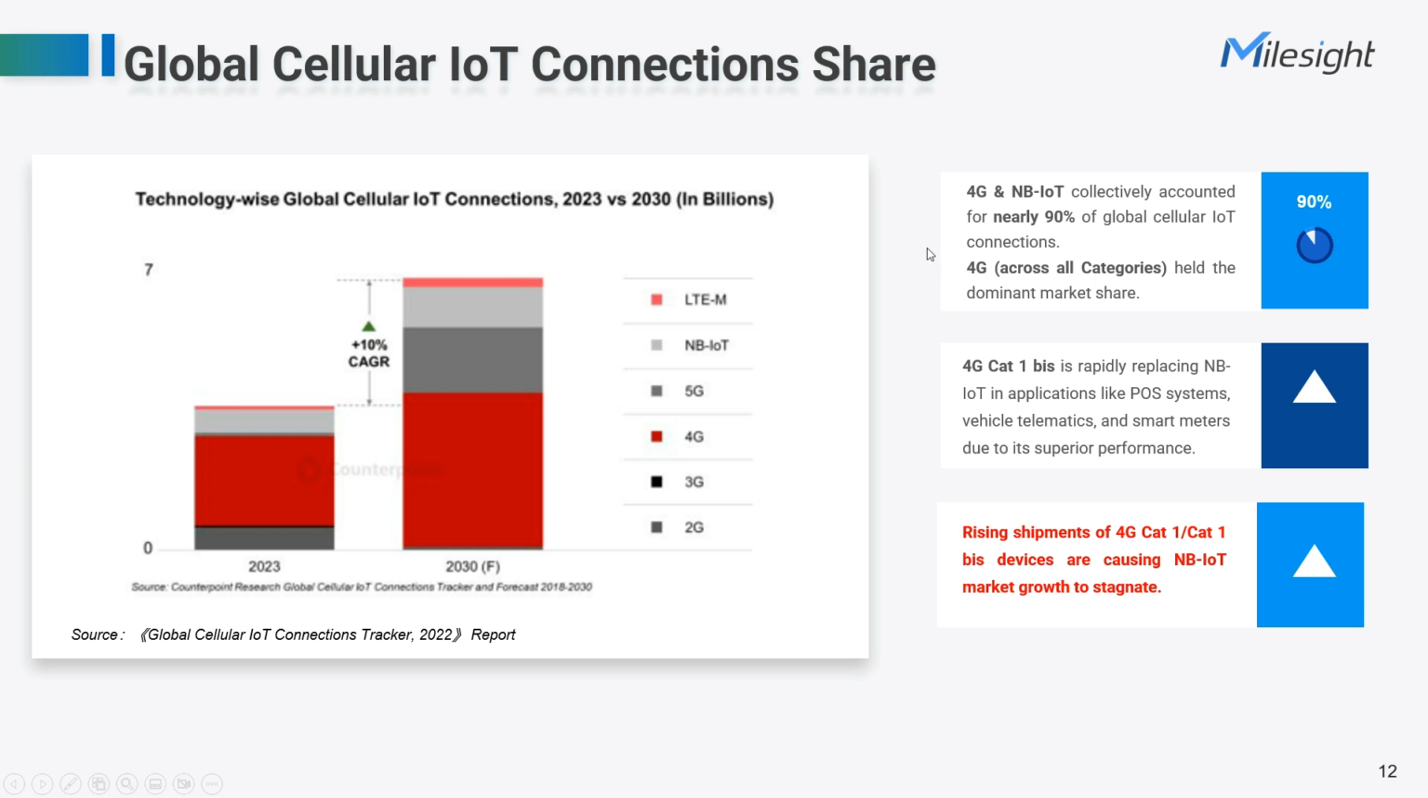Now, what about 5G? It's still in its early stages for sure. But the big news is that the average price for a 5G module has now dropped below $100. Combine that with more and more streamlined, cost-effective 5G solutions hitting the market, and we expect the adoption of 5G to really pick up speed in the next few years.